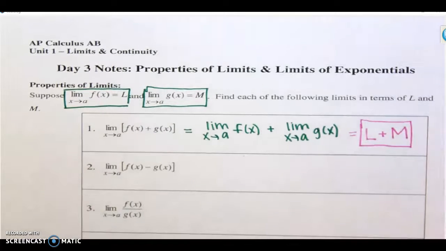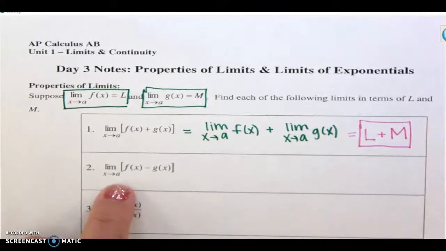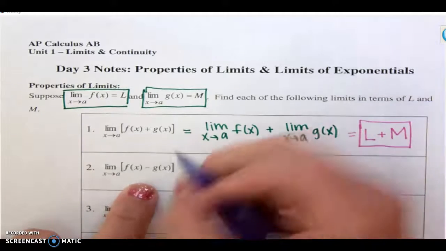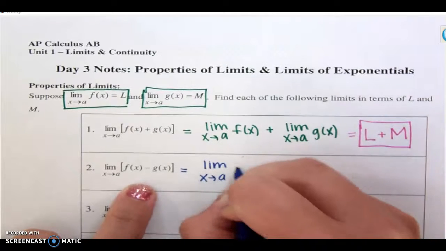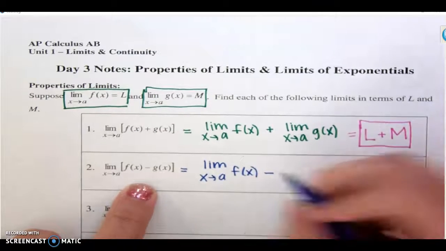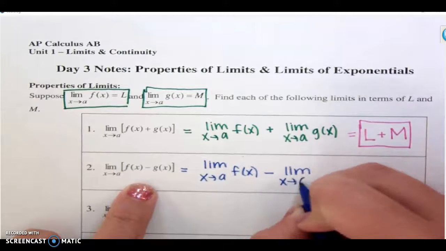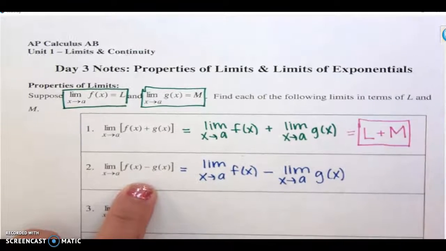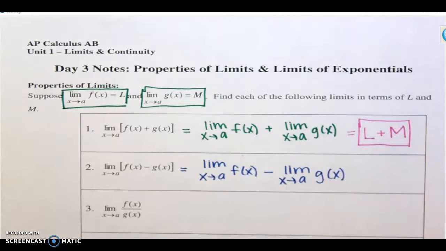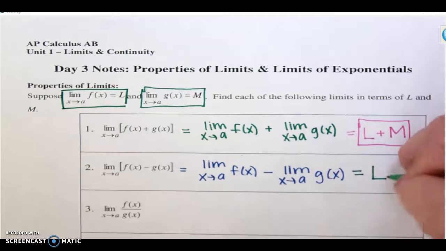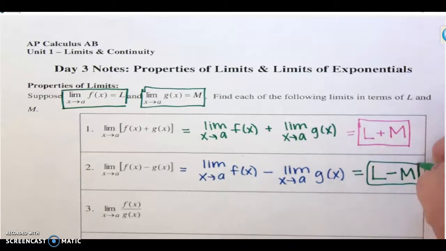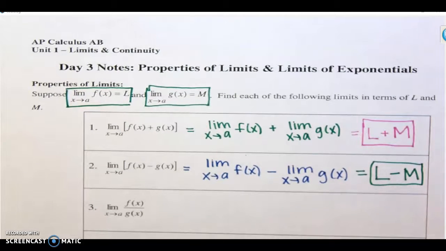Okay. So then for number 2, this is the limit as x approaches a of f of x minus g of x. So we can separate that into the limit as x approaches a of f of x minus the limit as x approaches a of g of x. And because we know that the limit of f of x is L, then we have minus in the middle, and we know the limit as x approaches a of g of x is m, which is the same thing as L minus m. Okay? And we're going to see how all these properties work with actual problems in a minute.